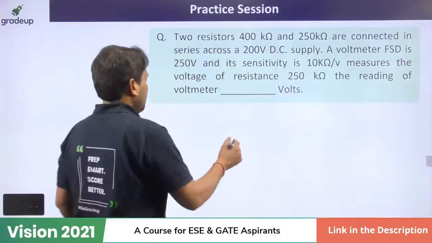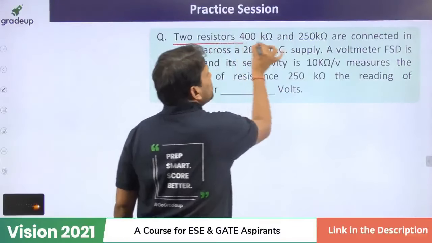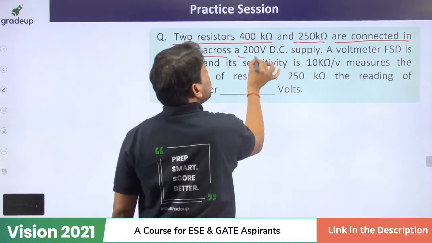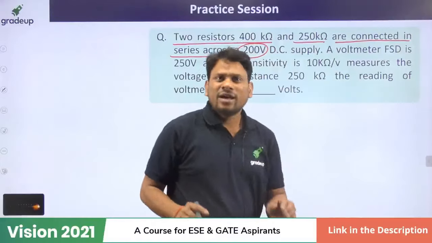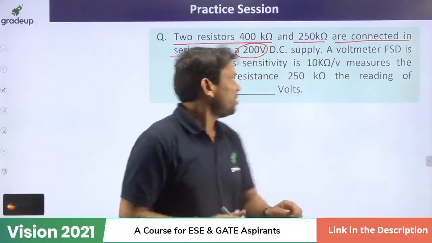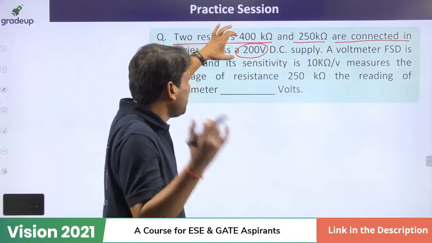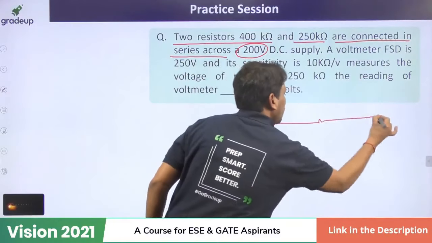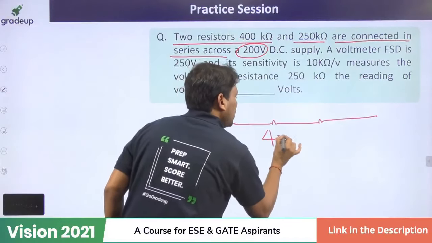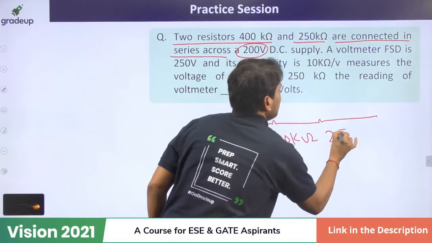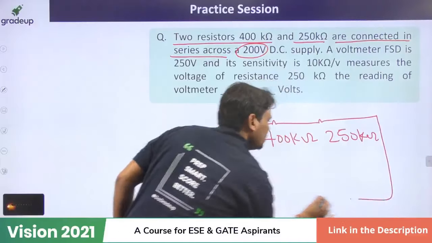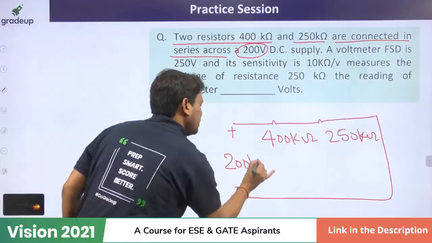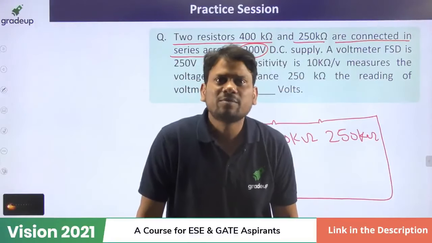Now see, listen to me carefully, everyone. Two resistors 4 kilo ohm, 250 kilo ohm are connected in series across 200 volt DC supply. The rest we will discuss sometime later. Okay, first try to understand the meaning of the first statement. So here we have two resistances, 1 and 2. First one is 400 kilo ohm and second one is 250 kilo ohm, and that combination is going to be applied across 200 volt DC. Now it is clear to everyone.